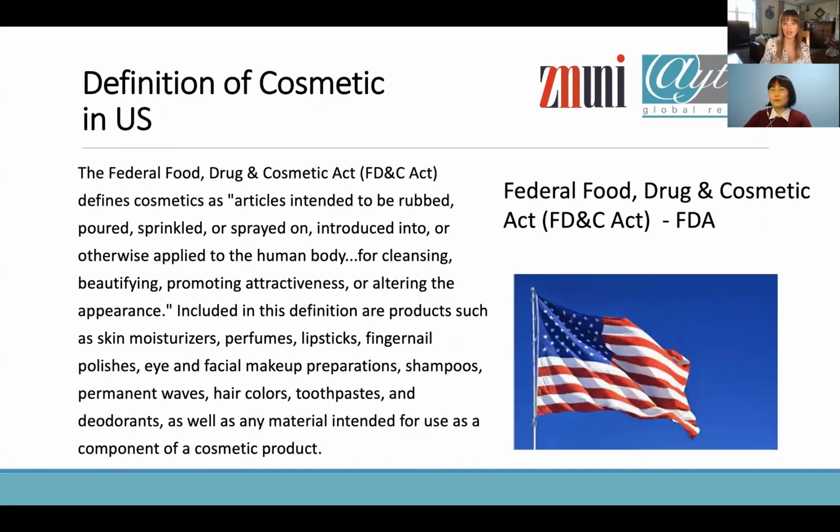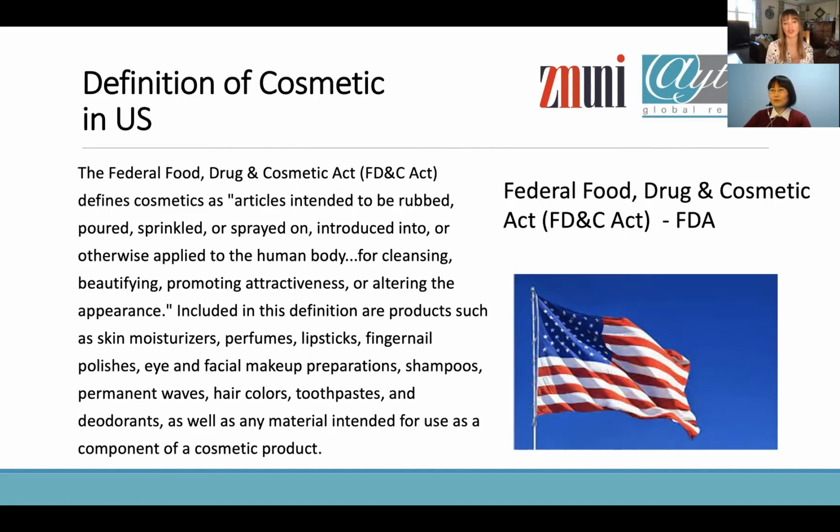It's very similar in the USA as well, where the FDA, or the FTC Act, defines cosmetics as articles that are intended to be rubbed, poured, sprinkled, sprayed on, or introduced onto, again, the human body. So, again, we're talking about the same kind of areas.